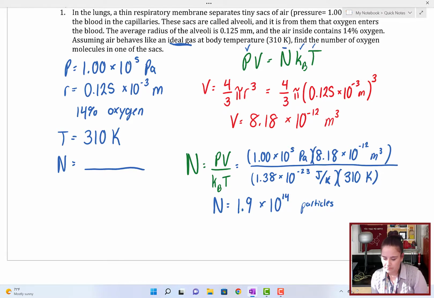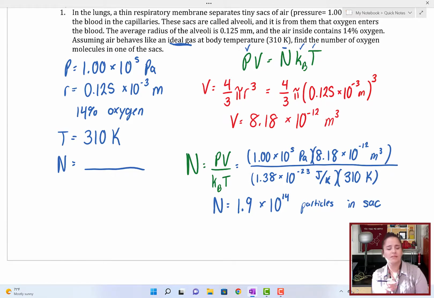And I'm sure I could show you how those units would all work out, but it would probably take a while, so feel free to work them out on your own. Remember, a Pascal is a Newton per meter squared. We got the meters cubed there, and we know what a Newton is related to a joule. It would take a while, but I trust you guys to do it. It gives you the particles.